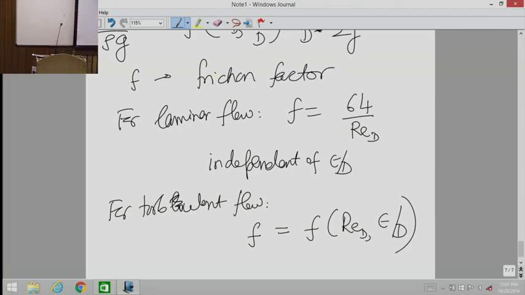Now, in the next class we will see how to use this. This became important because pipe flow is an important topic. This correlation has been plotted, and we will see that in tomorrow's class. I will give you what's called Moody's chart, the diagram where all these are correlated.